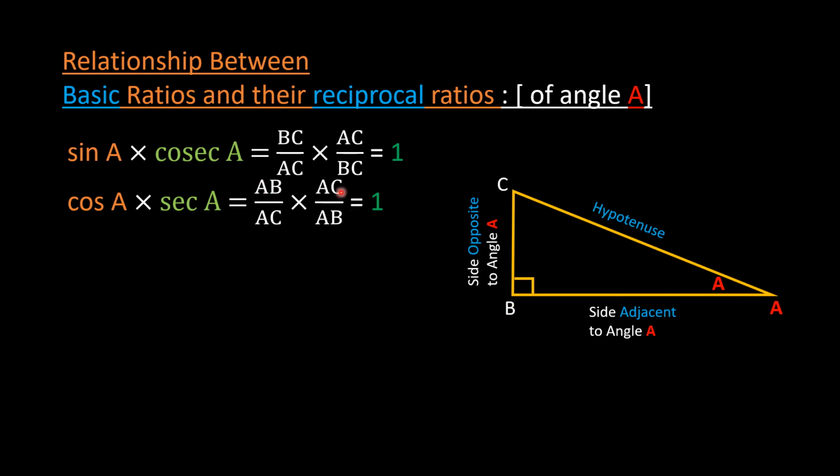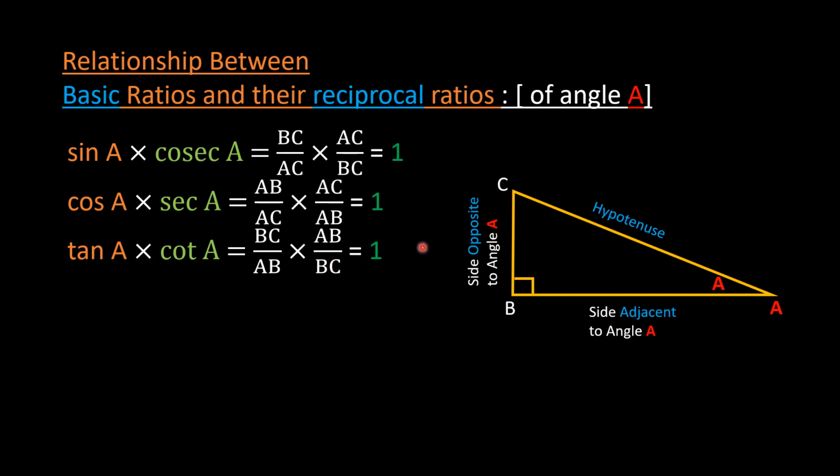Now AB gets cancelled, AC gets cancelled, and we get 1. So cosec A multiplied by sec A is 1. Tan A multiplied by cot A equals BC divided by AB, which is tan A, multiplied by AB divided by BC. AB gets cancelled, BC gets cancelled, and we get 1. So tan A multiplied by cot A equals 1.